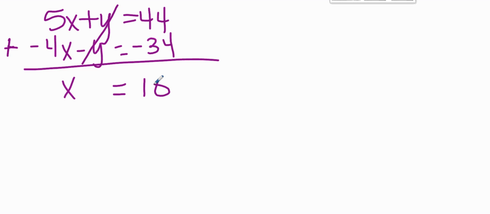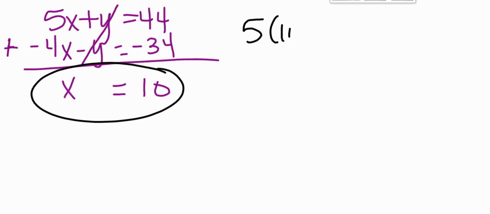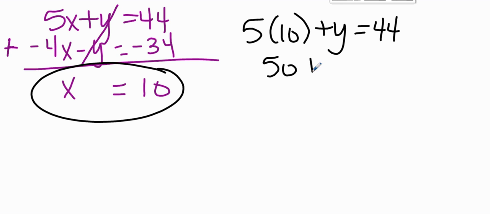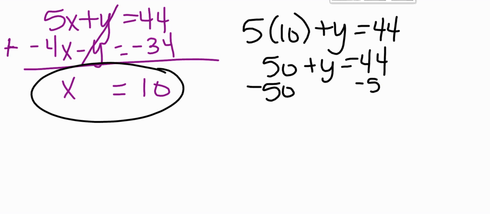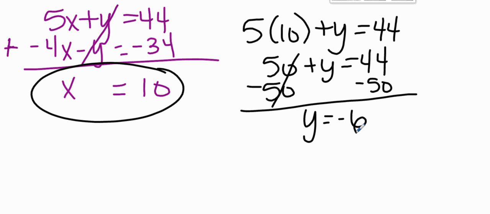So now that I have x equals 10, I'm going to substitute it in for the x of one of the original equations. So I'm going to say 5 times 10 plus y equals 44. So 50 plus y equals 44. Then you have to solve for y. So subtract 50 from both sides. Y equals -6. So my answer is 10, -6.